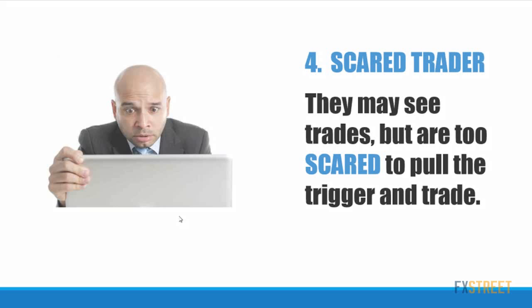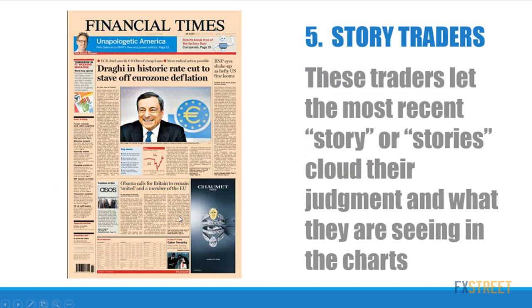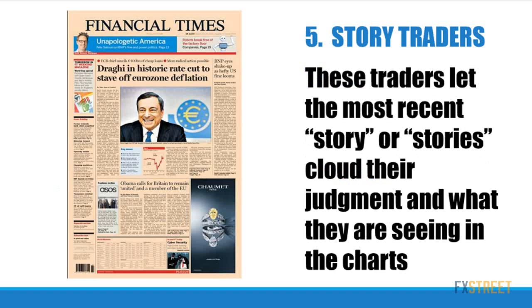And finally, the fifth type of trader that often doesn't trade what they see are what I call the story traders. Now, they see the story, okay, and they make judgments as far as what a currency pair will do because of that story. But that story clouds their judgment as to what they're seeing in the price action, in the charts, and they think, I can't do that trade. After all, things like the euro is going to go to parity. How many of you still have parity on your mindset about where the euro is going?